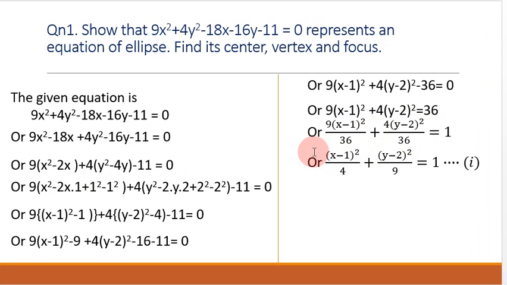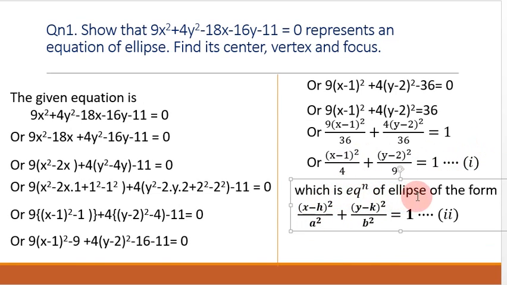That is an equation of the ellipse. So we have a conclusion that it is an equation of ellipse of the form x minus h whole square by a square plus y minus k whole square by b square equal to 1. And this proves that the given equation represents the equation of ellipse. We have completed the first part.